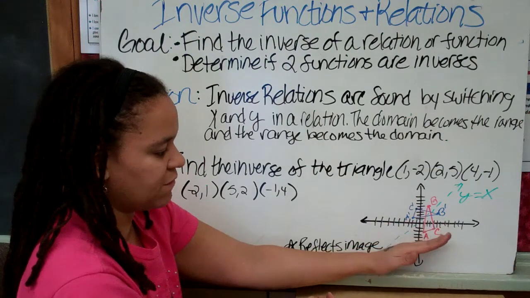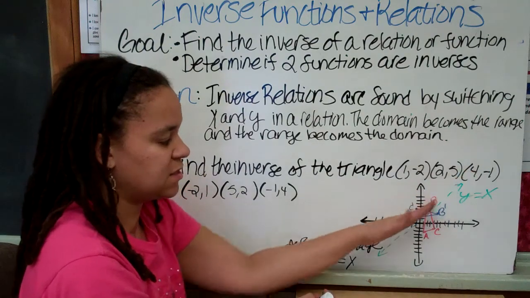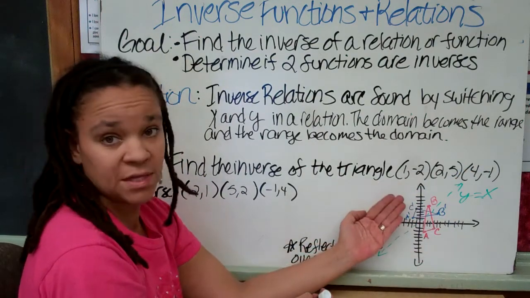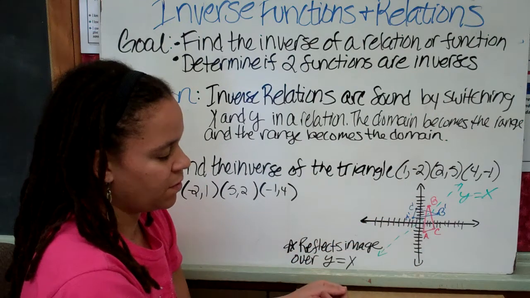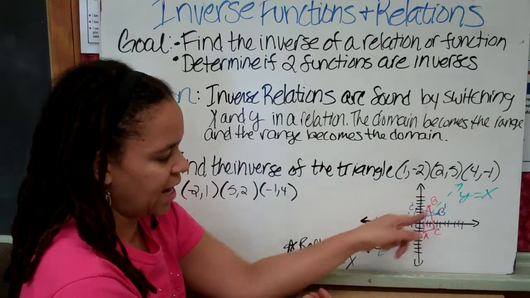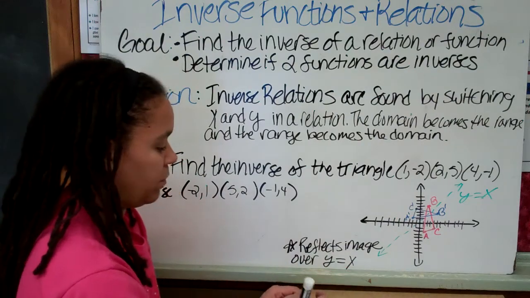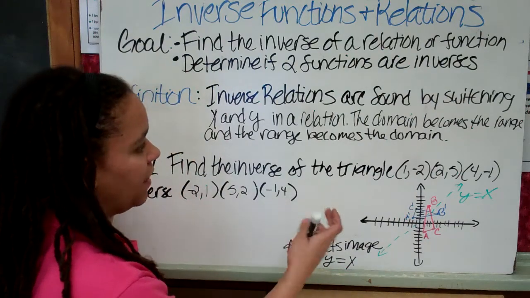So you basically took everything that was on the right side of this, acted as though this were a mirror, put it on this side, and then the same for whatever was on the top of the line, put it on the bottom. So it just reflects and acts as if y equals x is a mirror. And that's what happens when you find the inverse.